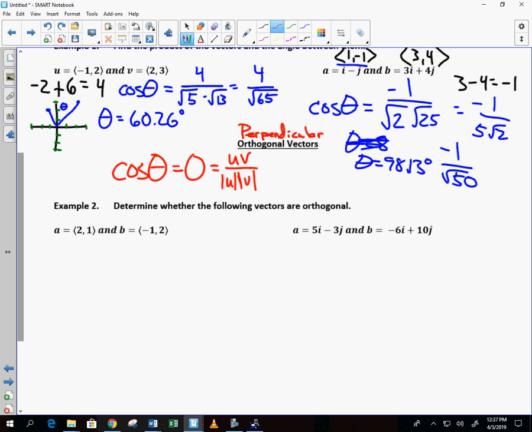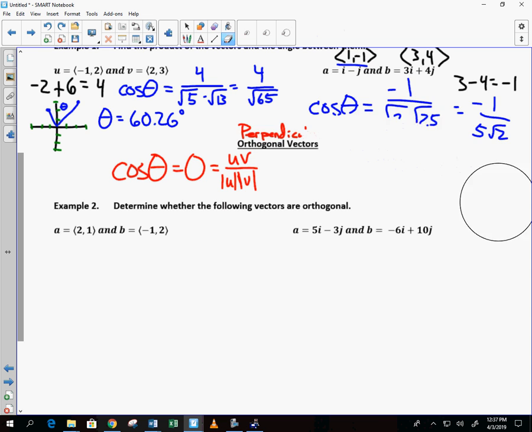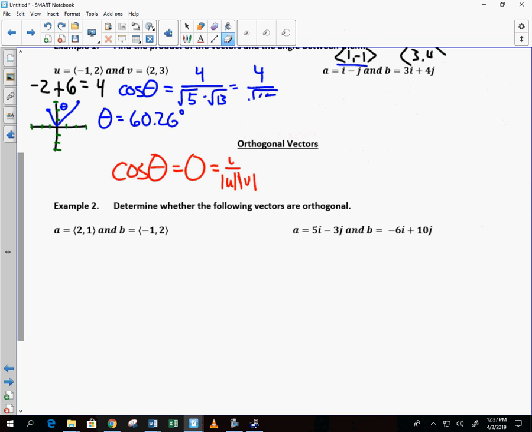So think about that. If u times v over the magnitude of u times the magnitude of v is equal to 0, then you tell me, does the top have to be equal to 0 or the bottom? If the top is equal to 0, then it's equal to 0. So we can use this to make this statement. Vectors are orthogonal if u times v is equal to 0. All you gotta do is take the two vectors and multiply them together to get 0. They're perpendicular, they're orthogonal.